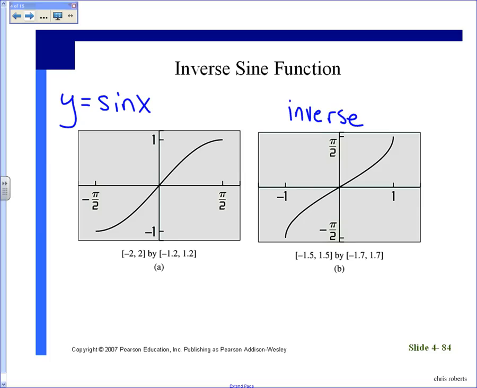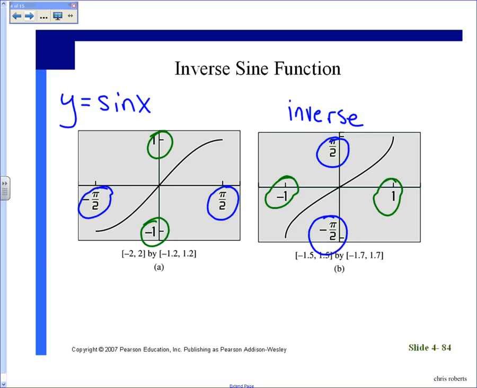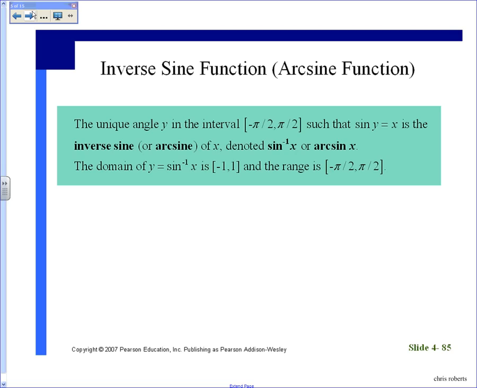Okay, so you can see here that we've basically switched the domain and the range. Where the x values used to go from negative pi over 2 to pi over 2, the y values now go from negative pi over 2 to pi over 2. And where the range of the function used to be negative 1 to 1, the domain of the inverse is now negative 1 to 1. Okay? So again, that's that idea of switching the x's and y's when we talk about a function and when we talk about its inverse.